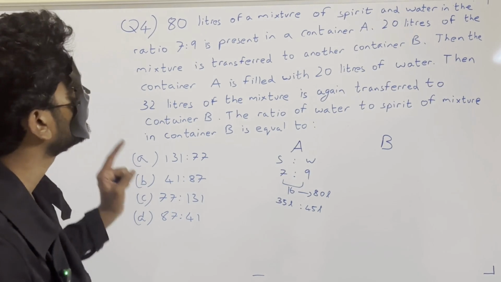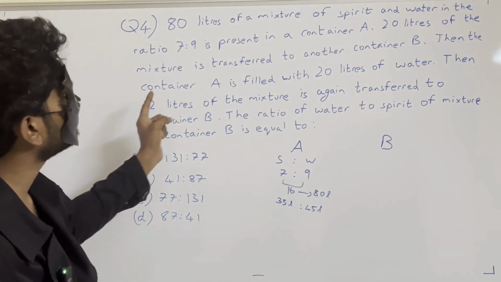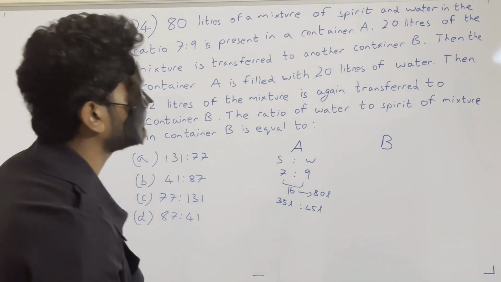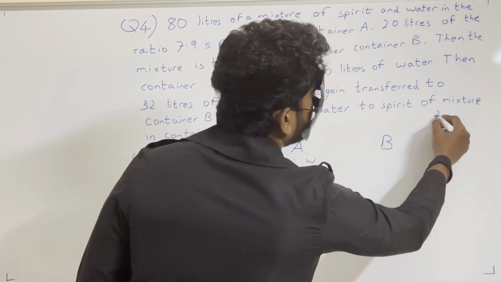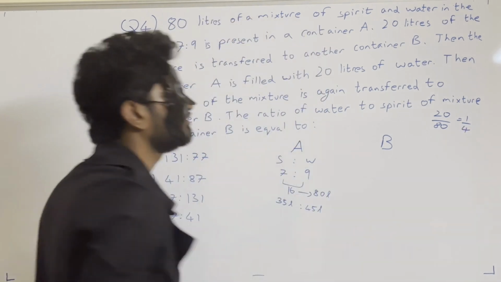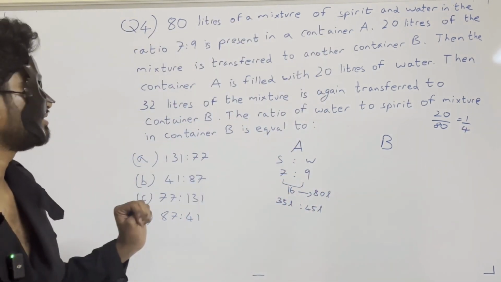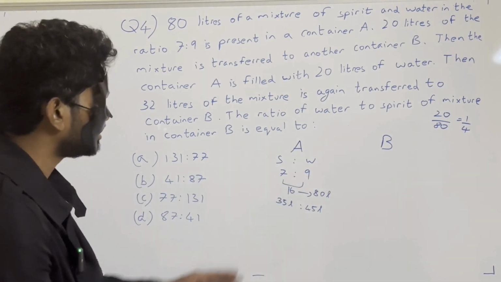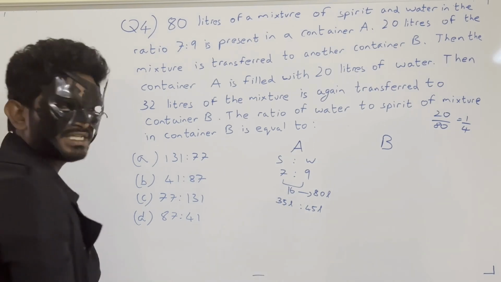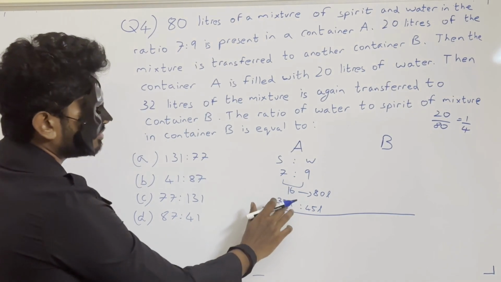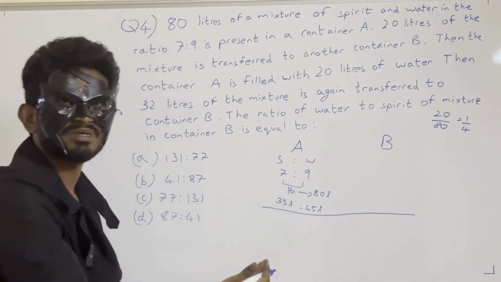Now what is he saying? 20 liters of the mixture is transferred to another container B. So 20 liters is transferred means 20 is what fraction of 80? 20 is nothing but 1/4, right? 1/4 of 80 is nothing but 20. So we are transferring 1/4 of this to container B. So 3/4 will be left here, right? So after first transfer, 3/4 will be left here and 1/4 we are transferring to B.